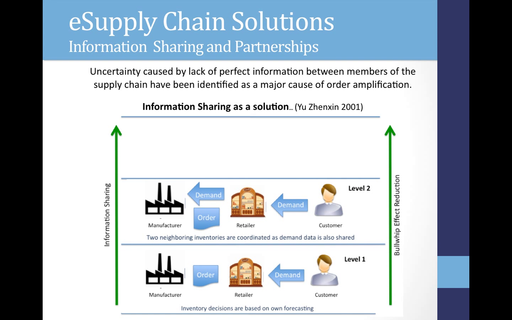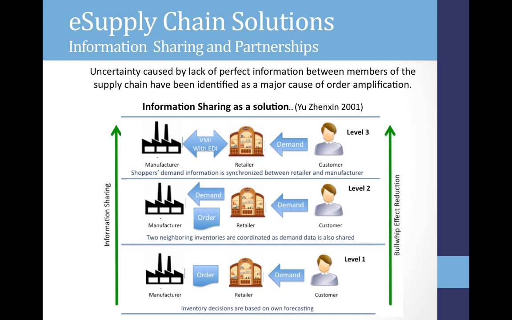On the second level, or coordinated control, the retailer and manufacturer inventories are coordinated as customer demand is shared between the two players. The manufacturer inventory decision is made based on customer demand and retailer's order. At the third level, defined by the authors as centralized control, the optimal performance of the supply chain can be achieved. Information can be retrieved in a synchronized way by both the retailer and the manufacturer.